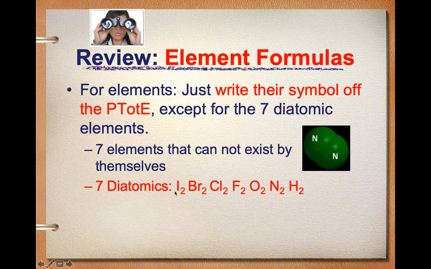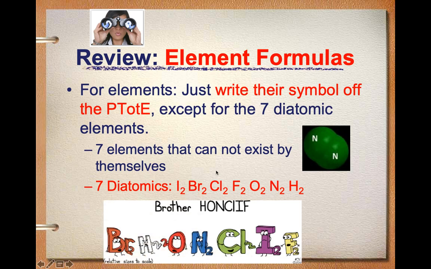These are the 7 diatomics: iodine, bromine, chlorine, fluorine, oxygen, nitrogen, hydrogen. When we write their symbols, we would never just write a capital I by itself. It would either be in a compound with something else, or we have to put I2, Br2, Cl2, those kinds of things. Here's a little trick to help you remember it.